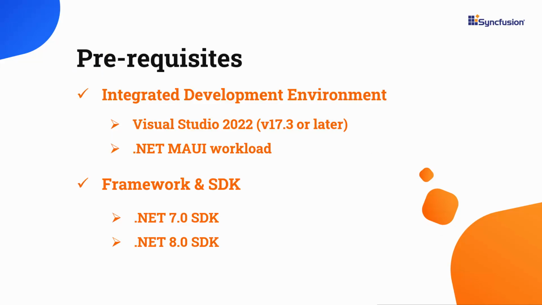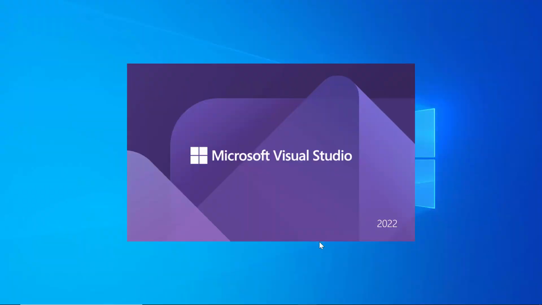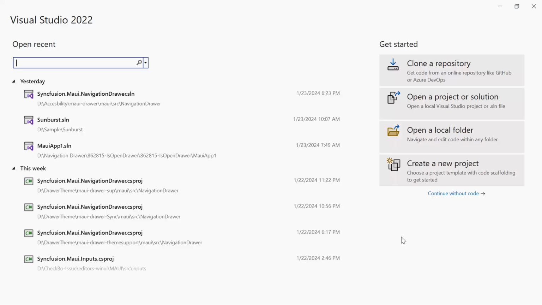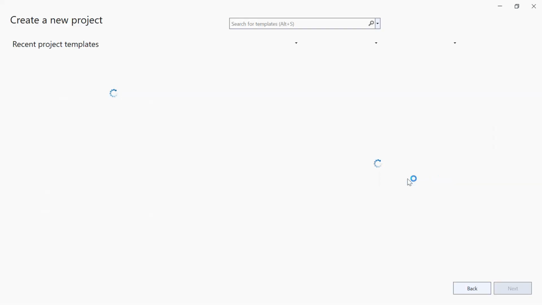Before you begin, ensure you have installed the latest version of Visual Studio 2022 with the required .NET MAUI workload. You should also have one of the .NET SDKs installed on your machine. After installing the necessary tools, launch Visual Studio 2022, and click Create a New Project from the dashboard.